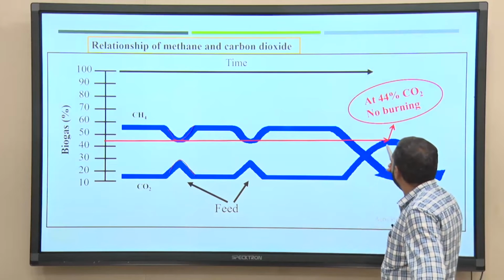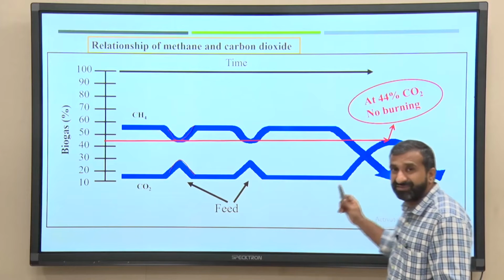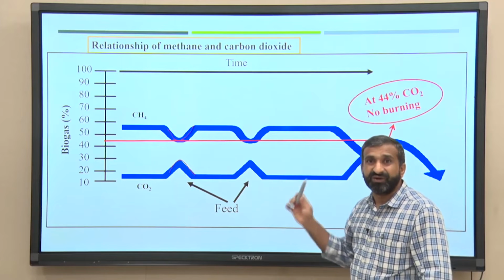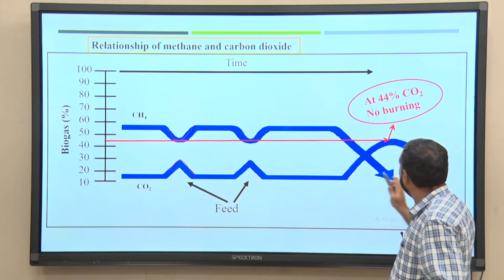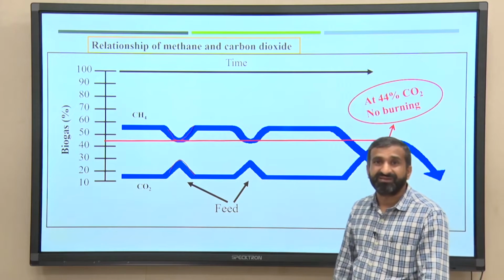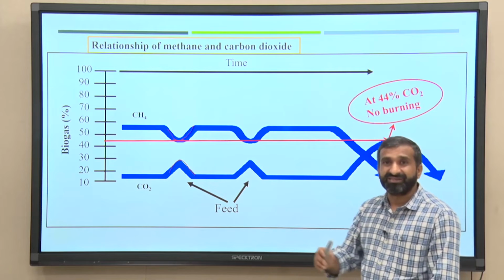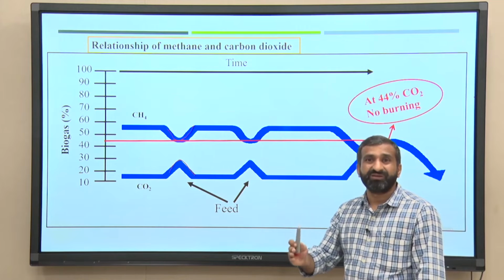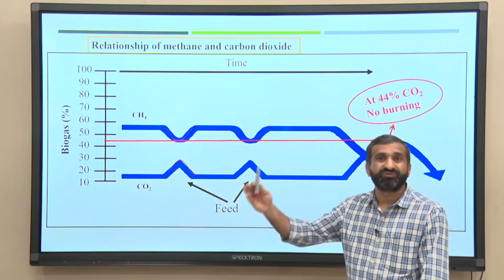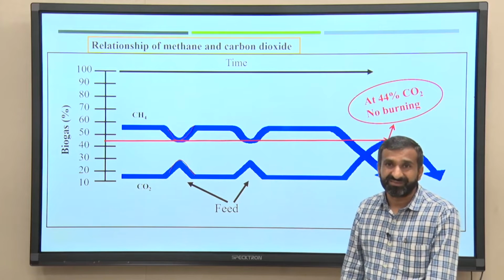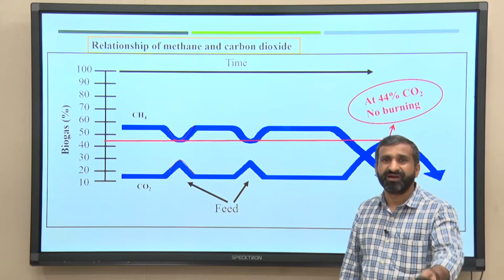At 44% carbon dioxide, if that is getting out from the reactor, there will not be any burning or any flame possible. It means a reactor generating more than 45% carbon dioxide cannot be useful for cooking purposes. And this is the problem with those gobar gas plants.